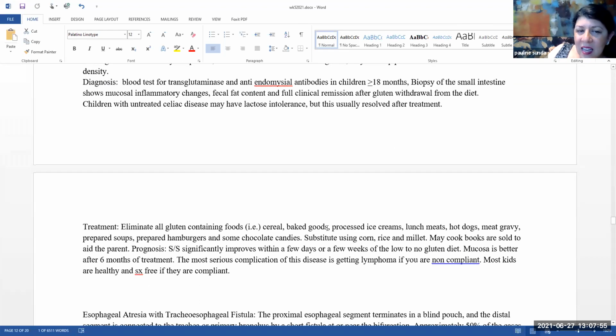Diagnosis: a blood test for transglutaminase and anti-endomysial antibodies in children greater than or equal to 18 months of age. A biopsy of the small intestine shows mucosal inflammatory changes, fecal fat content, and full clinical remission after gluten withdrawal from the diet. Children with untreated celiac disease may have lactose intolerance, but this usually resolves after treatment.